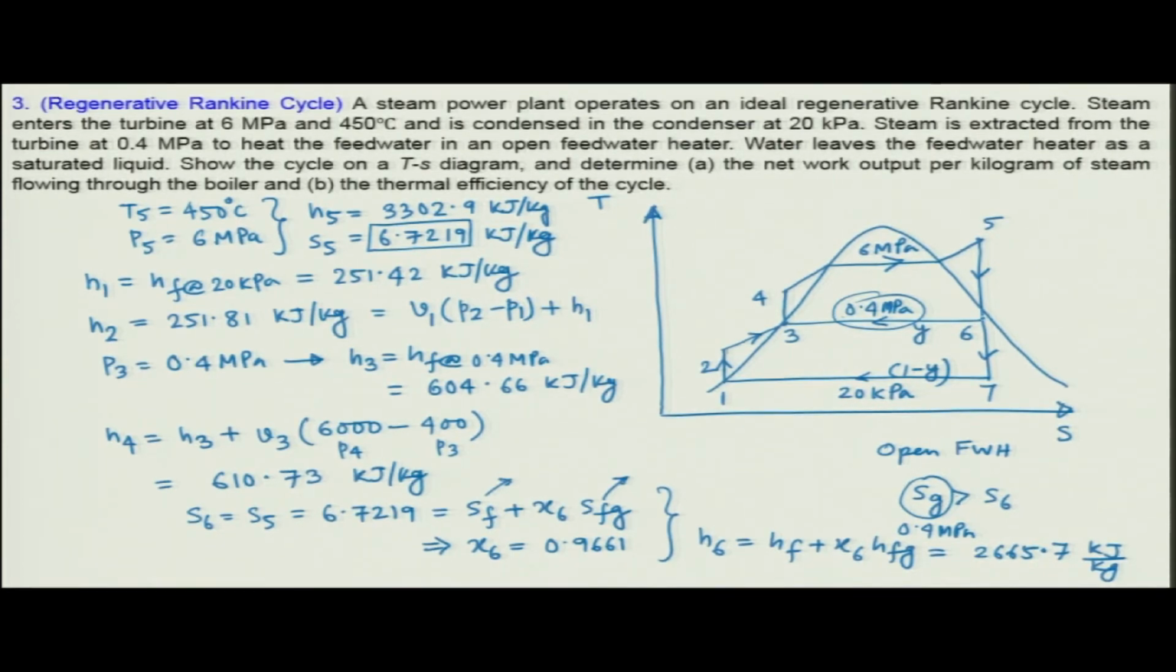In a similar manner you can also find the enthalpy of point 7. Okay. What you have to do, you have to equate the entropy of point 5 to the entropy of point 7, then you can calculate the dryness fraction of point 7, and using the dryness fraction you can evaluate the enthalpy of point 7. So, H7 you can find similarly, and the answer will be 2214 kilojoule per kg.